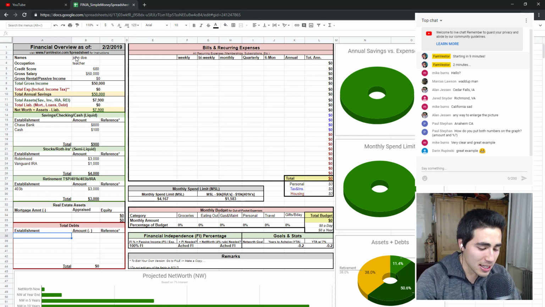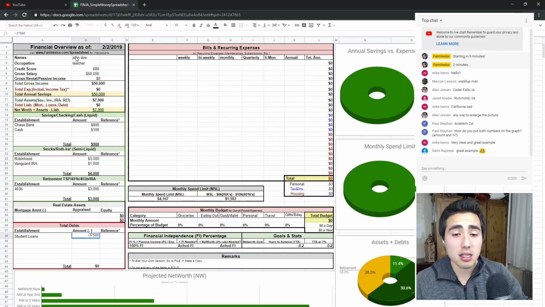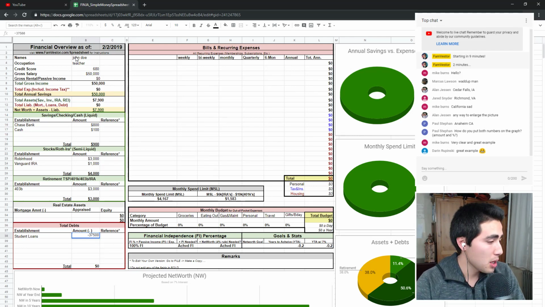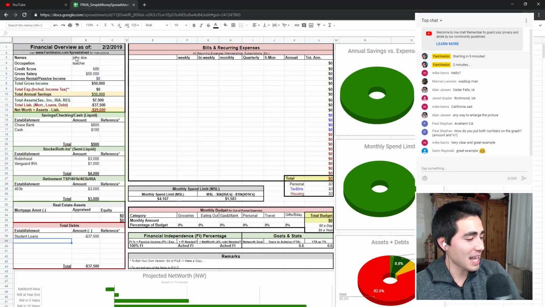Debts. So let's say he just graduated college, just starting out as a teacher, and he went to an expensive school. He decided to dorm because everyone likes to dorm. And make sure these numbers in the debts are negative, please. So negative 37,500. You could see immediately his net worth now is negative, but he still has a good savings rate. So after the first year, you see down here, he'll still be positive. But you see he makes up a lot of debt here.